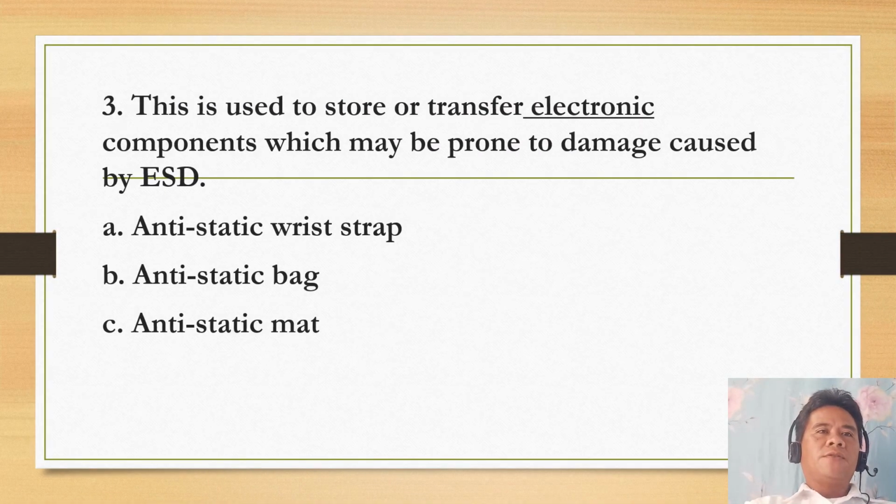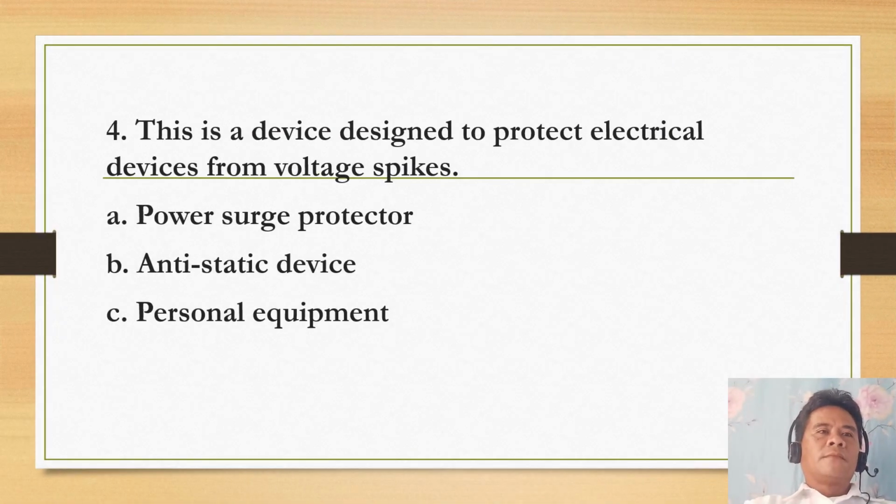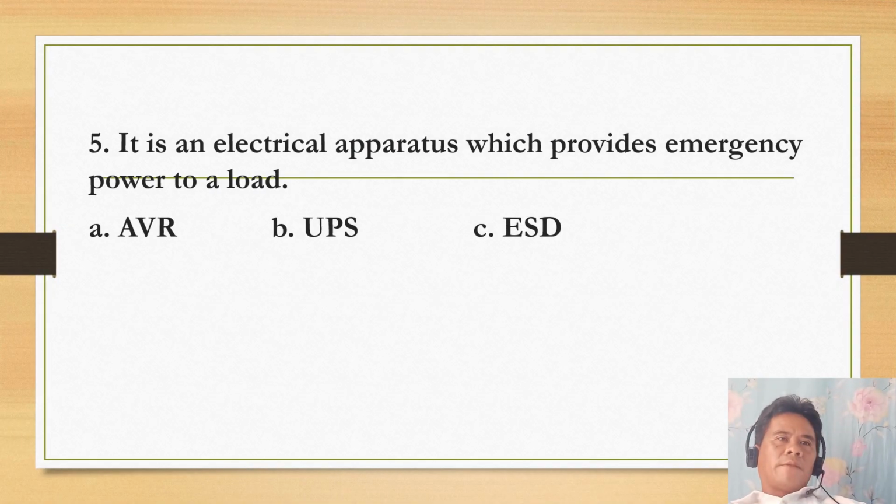Number 3. This is used to store or transfer electronic components which may be prone to damage caused by ESD. A. Anti-static wrist strap. B. Anti-static bag. C. Anti-static mat. Number 4. This is a device designed to protect electrical devices from voltage spikes. A. Power surge protector. B. Anti-static device. C. Personal equipment. Okay, number 5. It is an electrical apparatus which provides emergency power to a load. A. AVR. B. UPS. C. ESD.